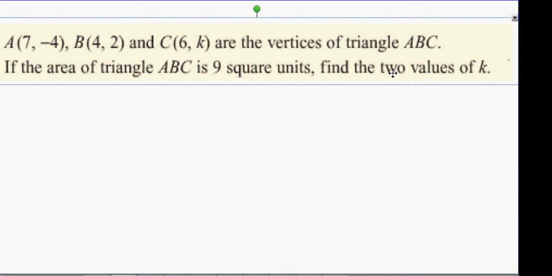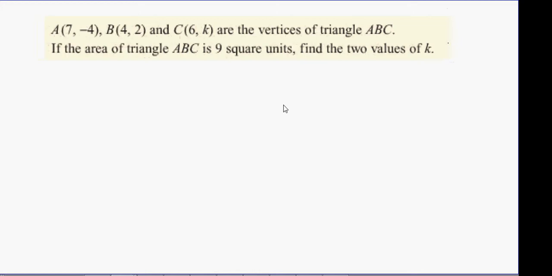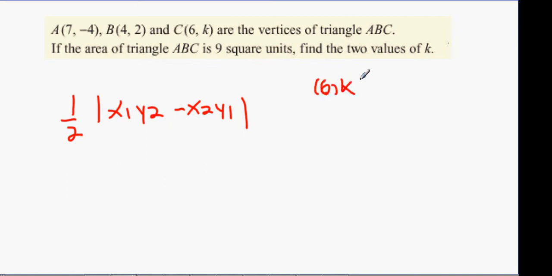These are the vertices of a triangle ABC. Find the two values of k. You can't use a half base by height because you don't know it's a right angled triangle. This is your formula. The problem with this formula is you have 3 points, and in this formula you only use 2 points. It means you got to change one of the points to (0, 0). I'm going to change (6, k) to (0, 0). You can change any of them you want. And the rule for me is going to be minus 6 to x and minus k to y.